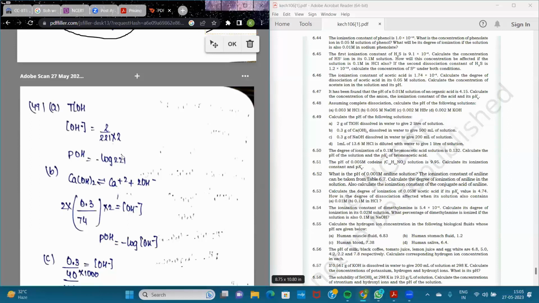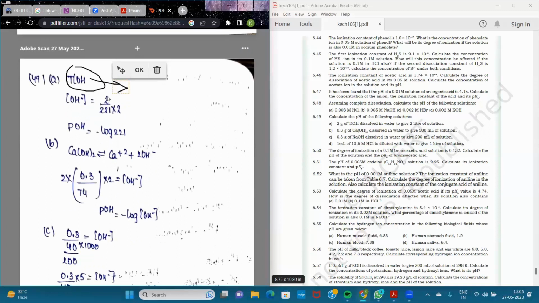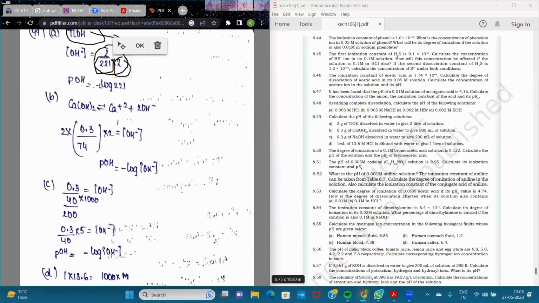2 grams of TlOH, thallium hydroxide, dissolved in water to give 2 liters of solution. So we can find the concentration of OH-. Initially, we'll find the concentration of TlOH. This is also a strong base, so it undergoes complete ionization. So the concentration of OH- is the same as the concentration of TlOH. So this is directly given as 2 grams per, its molecular weight is 221. The volume given is 2 liters. So we can find pOH from the concentration of OH- obtained.